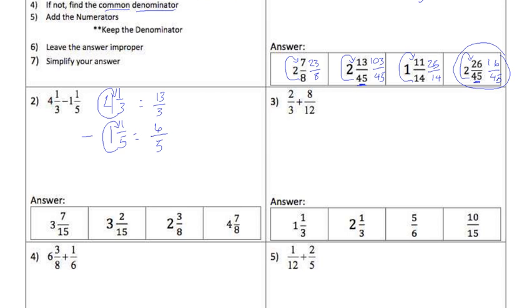And I have to look at the denominators. They are 3 and 5. What common factor do 3 and 5 have in common? Well, it would be 15. So both have to get a new denominator because I have to change both. 5 times 3 is 15, so 6 times 3 will be 18. 3 times 5 is 15. 13 times 5 gives you 65.